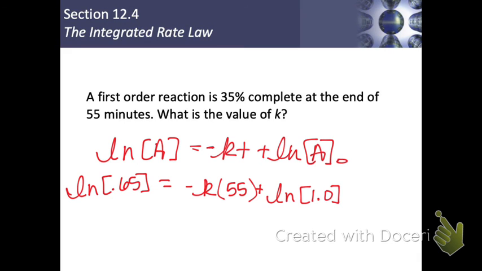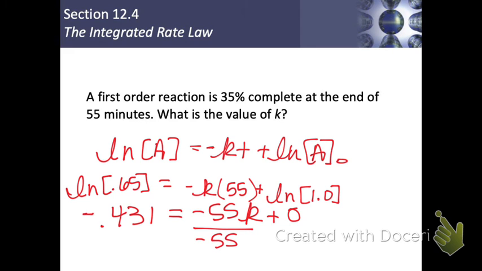Okay, so let's go ahead and run that math. Natural log of 0.65 is negative 0.431 equals negative 55K plus... Oh, natural log of 1 is just 0, so that falls off the end. So that means we're going to take negative 0.431 divided by negative 55, and I get a K value of 0.0078. And the units here are just going to be 1 over minutes.